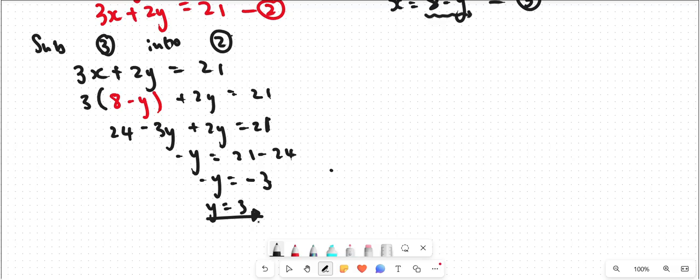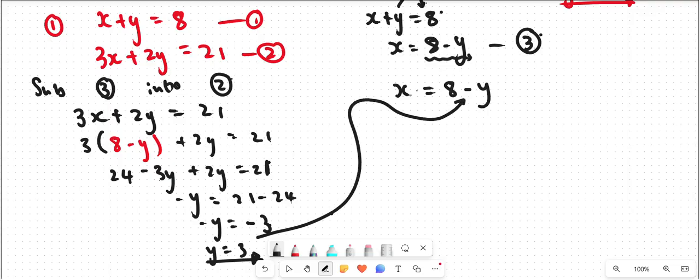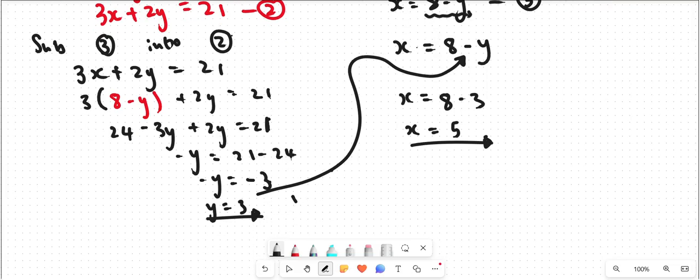Now that I've solved for y, the quickest and easiest way to solve for x is to use equation 3. So here where I have equation 3, I'm going to take it again, and wherever I see y, I'm going to replace the y with the value that I just got, which is 3. So you subtract with 3, and x is actually equal to 5. And those are the 2 values we were looking for. And there we go.